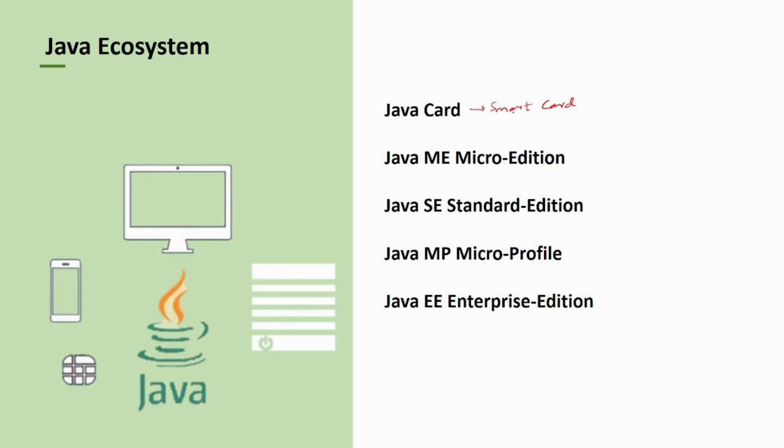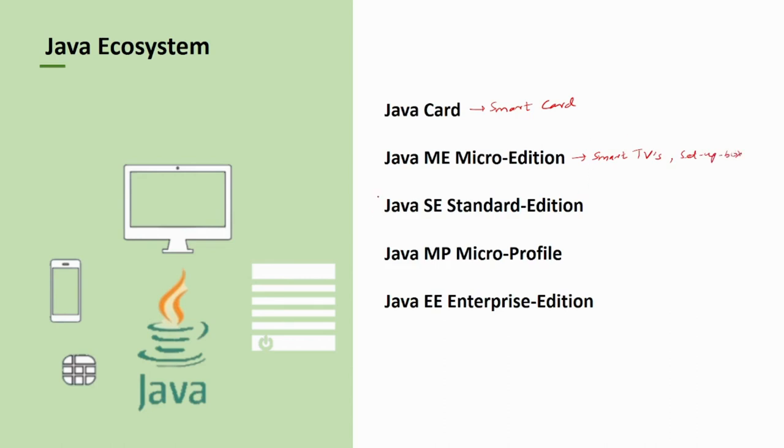Then we have Java Micro Edition, which can work with smart TVs. It can also work with set-top boxes. So this is where it can be used.